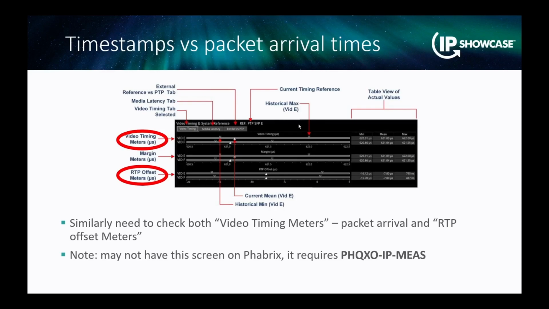Similar thing, a bit more detailed. I must admit, though, I got this wrong in its interpretation, and had to read the manual. I assumed, doing what I do, not reading the manual, thinking I know what I'm doing, and actually had to go and read the manual to really understand what's going on. There are multiple video timing meters available, packet arrivals and RTP offsets, and some fabrics may not actually have this option, so they may have a reduced version of the screen if they don't have the right measurement license.